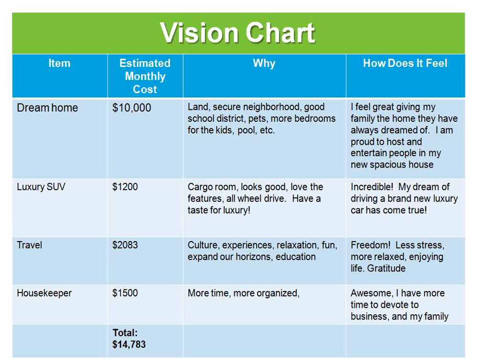But in your vision chart, you should see here across the top, there's really four columns. Number one is the item, the thing, the goal that it is that you want to achieve. The second column is the estimated monthly cost. The third column is why, and that is your reason why you actually want this thing, this item. And then fourth is, how does it feel to have that? How does it feel to have accomplished that goal, having that particular thing, that particular item? What does that really mean to you?